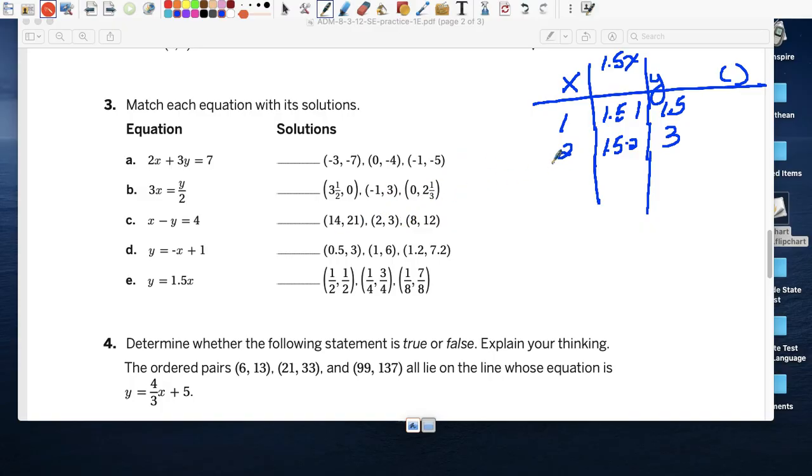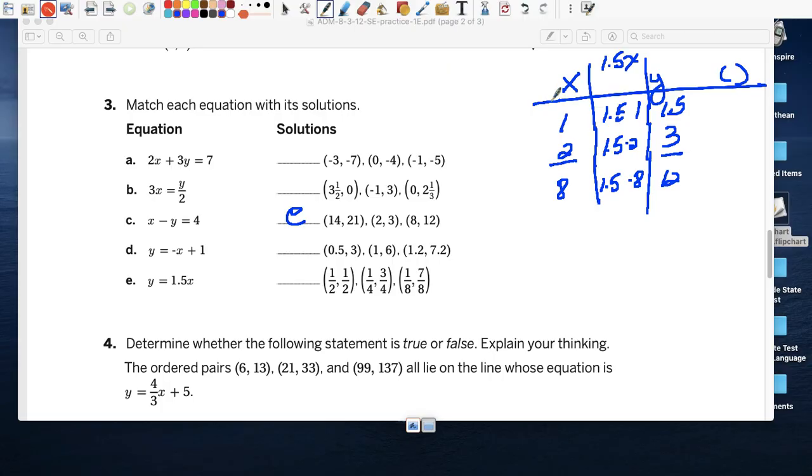Now, look here. 2 and 3. Let's try 8. When x equals 8, I'm going to take 1.5 and multiply by 8. And 1.5 times 8 is 12, so that works as well. So we just found this guy right here. This one is E.